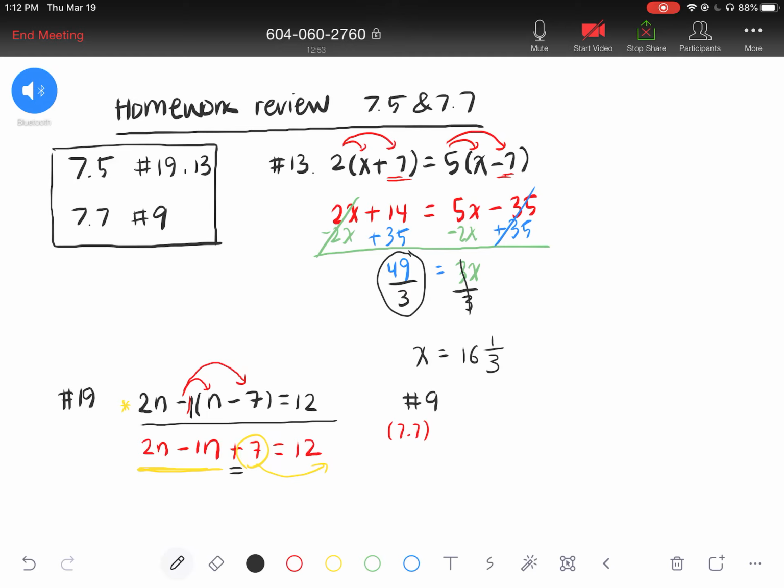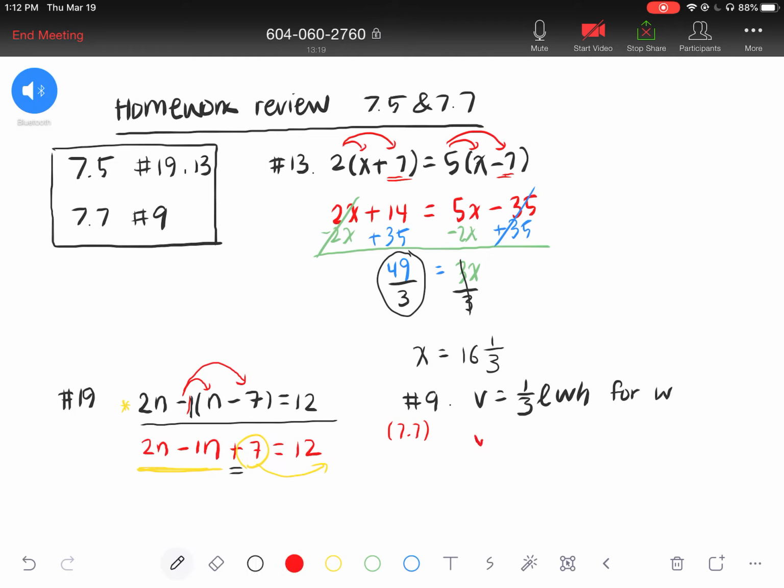Okay, let's see. Number 9 says solve for the variable indicated. So we have V equals 1/3 LWH and I have to solve it for W. Okay. I even put it on the video as well for this one.